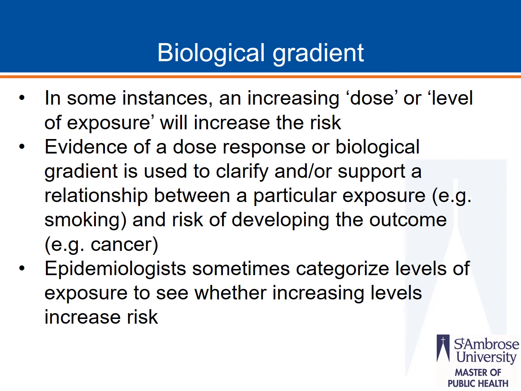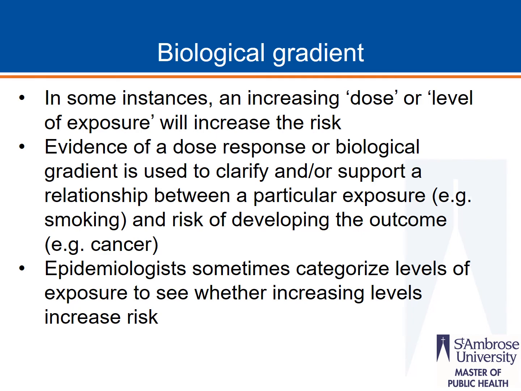Next, we're talking about biological gradient. I mentioned this already, but in some instances, an increasing dose or level of exposure will increase the risk, and this can be an important way to look at the relationship. Evidence of a dose response or a biological gradient is used to clarify or support a relationship between a particular exposure, for example, smoking, and the risk of developing the outcome, for example, lung cancer. So if there really is a dose response in this relationship, it would mean that people who smoke at higher levels will have increasing levels of risk.